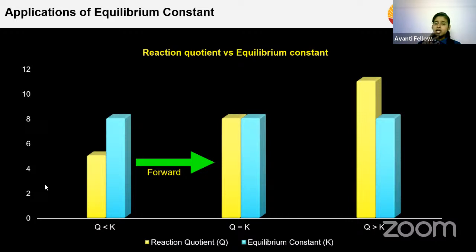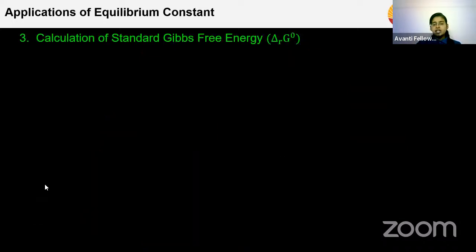Here you see in the third case, Q is greater than K. If Q is trying to get equalized with K, then we can say that the reaction is proceeding towards the backward direction. Got it? This is how you can find out the direction of the reaction using the K value and the Q value.